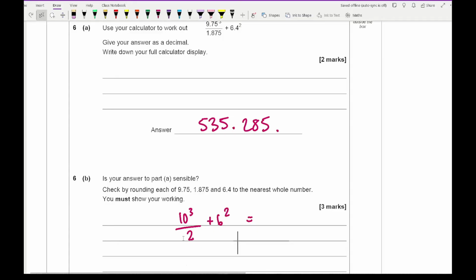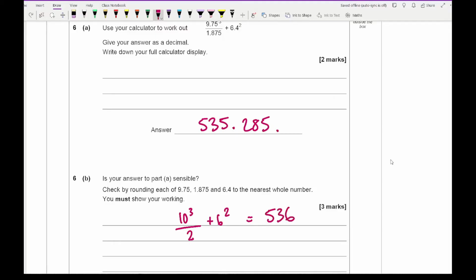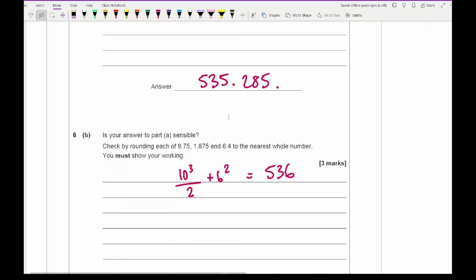Now if I type this into my calculator, which is going to give me 10 cubed over 2 roll across plus 6 squared gives me an answer of 536. So going back to the question, is your answer in part A sensible? I would say yeah, it is.